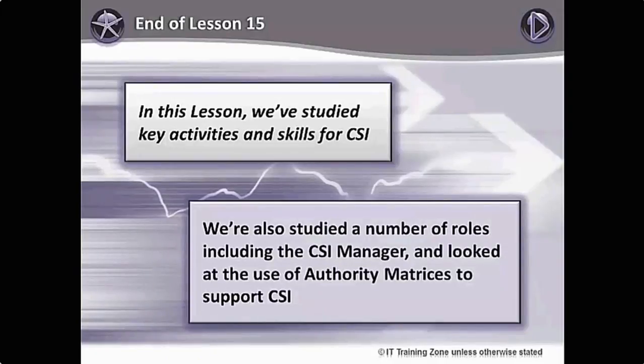You've completed Lesson 15, Organizing for Continual Service Improvement. In this lesson, we've looked at key activities and skills for continual service improvement, roles including the Continual Service Improvement Manager, and the use of authority matrices to support continual service improvement.